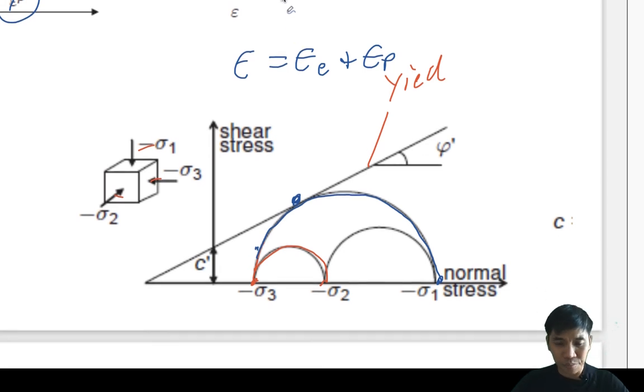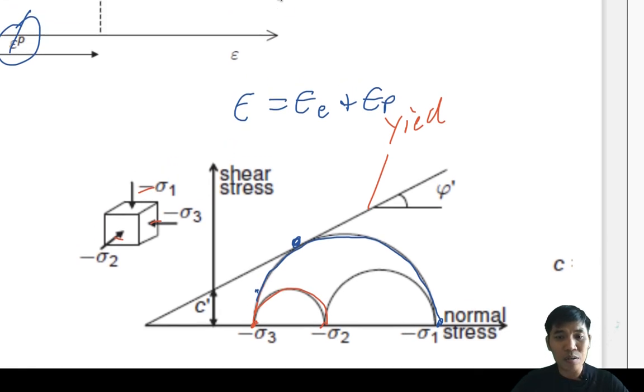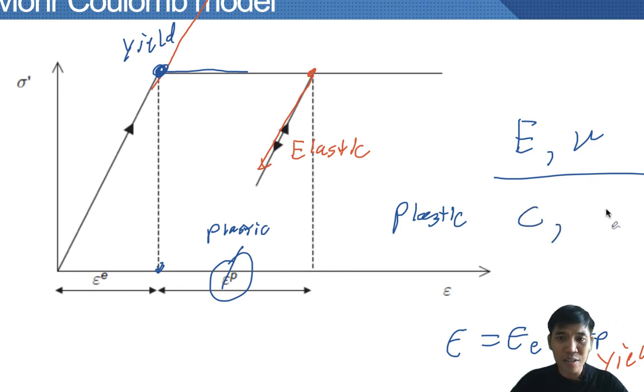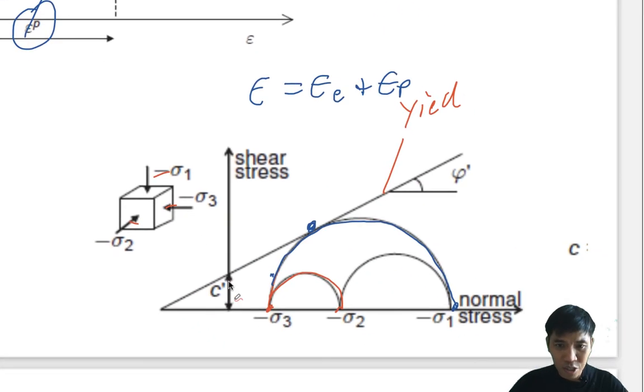So that means if you would like to use the Mohr-Coulomb model, you have to input values. The first part is elastic, the E and Poisson ratio, and the other part is plastic. You input values to specify where the yield location is: cohesion and friction angle. Cohesion is something around here, and friction angle here.